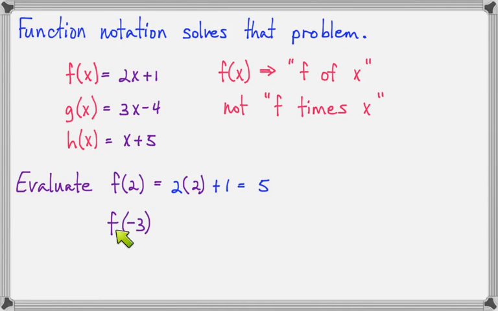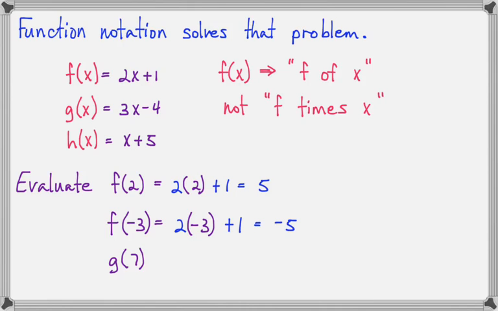And let's also evaluate f of negative 3. So this tells me that I'm going to use the same f function, but I will replace the x with a negative 3. So now instead of 2x plus 1, it says 2 times negative 3 plus 1. 2 times negative 3 will be negative 6. Negative 6 plus 1 will be negative 5.